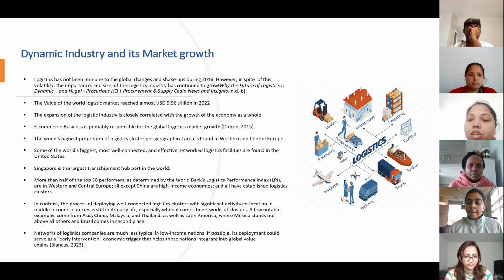The network of logistic companies is much less typical in low-income nations. If possible, its deployment could serve as an early intervention, an economic trigger that helps those nations integrate into global value chains. And among the lower middle income group countries, large economies such as India and Indonesia, and emerging economies such as Vietnam stand out as top performers. This is all about the dynamic industry and its market growth.